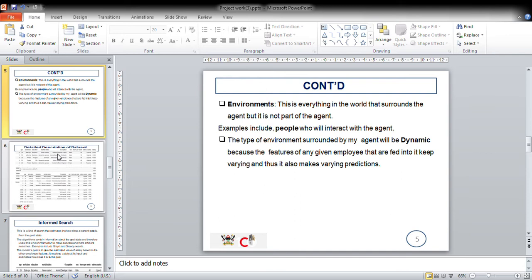This is because the information that is fed in by the different employees will be different. It won't be static. It will keep on changing. For example, different employees have different ages. They have different work classes. They have different marital statuses. That means that the information will keep on changing. The features will keep on changing. They will be dynamic. That makes the environment of my agent dynamic.